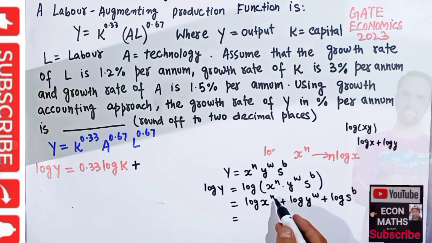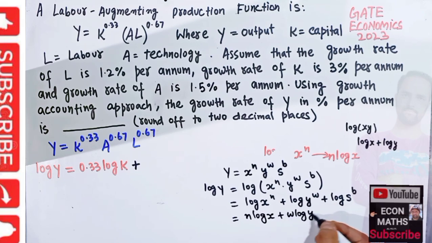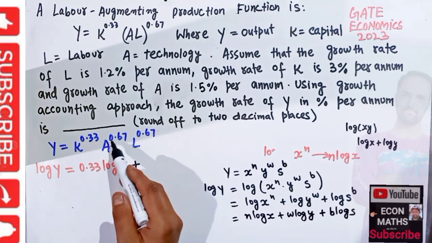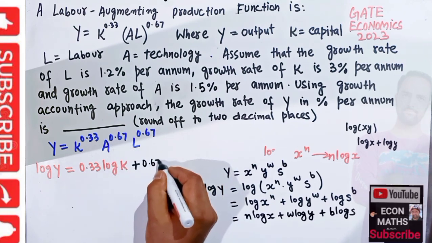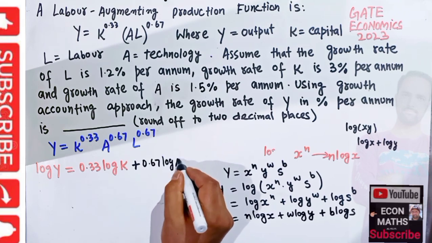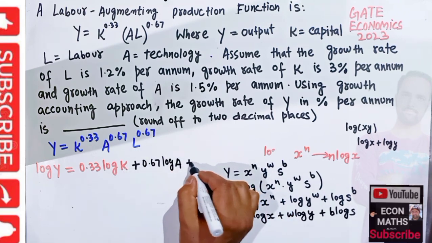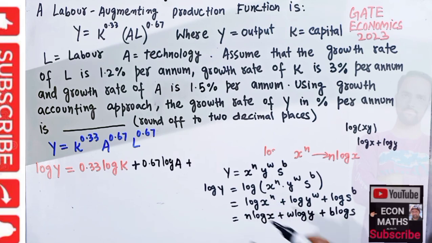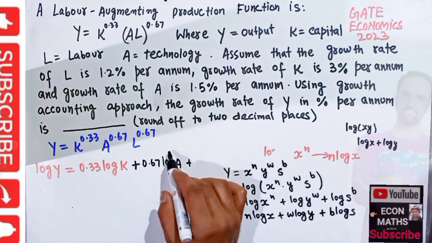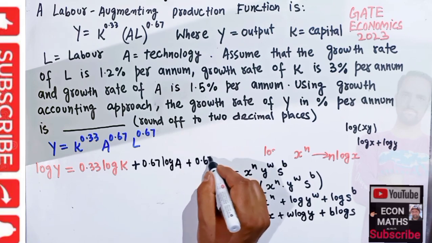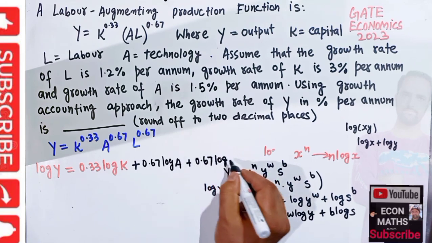Then log of x to the power n is simply n log x, plus log of y to the power w, w becomes the coefficient, so b becomes the coefficient of log of s. Okay, this thing is actually what I am writing here. So here 0.67 becomes the coefficient, we have log of A plus, okay, I have explained how this works out. Then we have 0.67 again log of L.